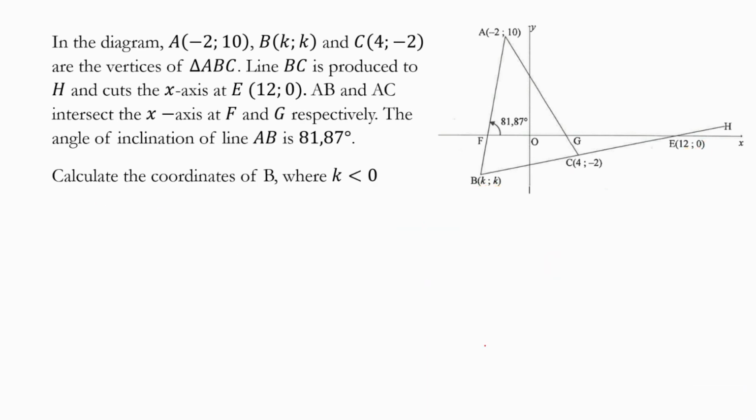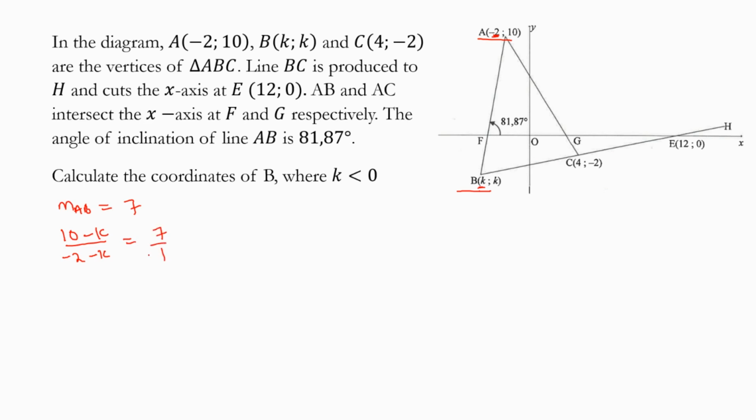Right, we managed to find the gradient of AB. If you remember, we use the angle of inclination. We managed to find that the gradient of AB is equal to 7. You check your answer for question 3.1.2. That's where we got that answer. So now, using the same method, let's start with 10 minus k over negative 2 minus k, that's the gradient, is equal to, let's say, 7 over what?